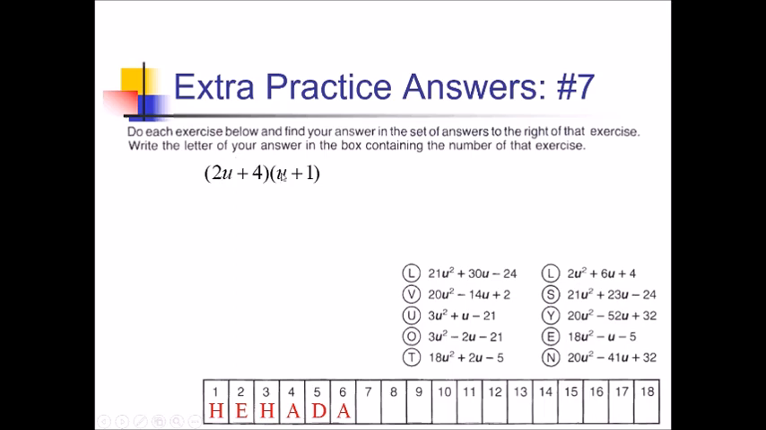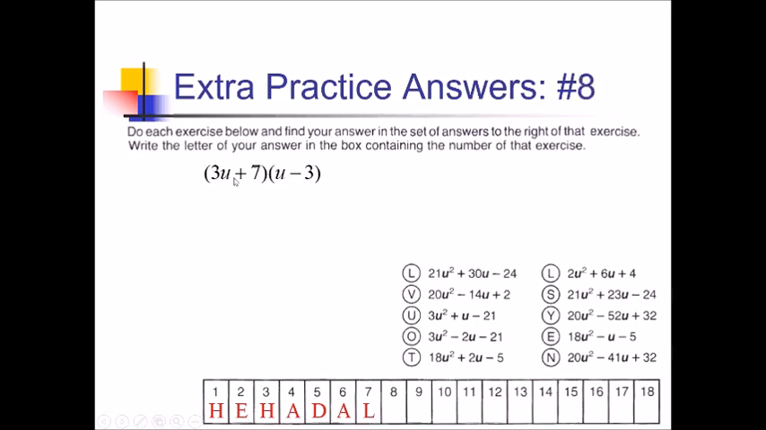We have 2u times u is 2u squared. 2u times 1 is just plus 2u, so that's not so bad. 4 times u is 4u, just 4u. And then 4 times 1 is 4. So combining our like terms, we have a 6u in the middle to go along with our 2u squared and our 4. So 2u squared plus 6u plus 4, that's L going in spot 7.